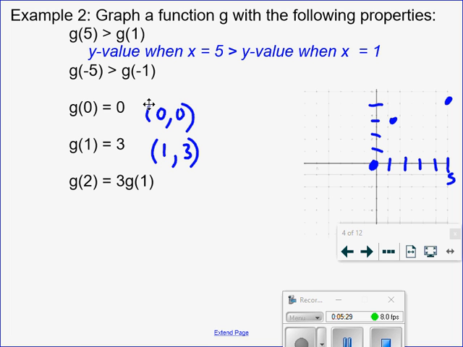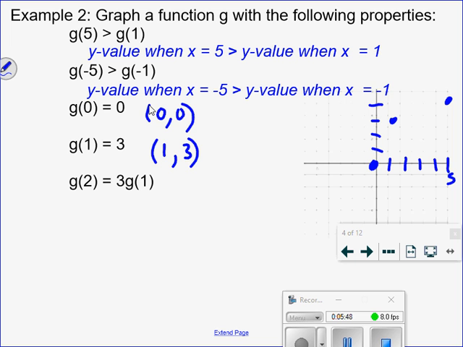The y value when x is negative 5 has to be greater than the y value when x is negative 1. And unfortunately, I don't actually know what any of those are. So all I know is that the y value has to be greater at negative 5 on the x-axis than it is when x equals negative 1. Since I don't know what either of those are, I'm just going to make up a number for g of negative 1. I'm going to make that negative 2. Right there. That's g of negative 1.